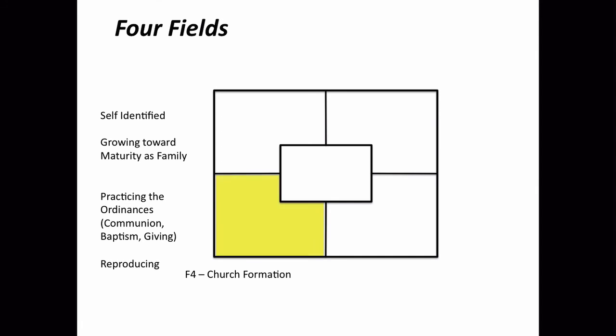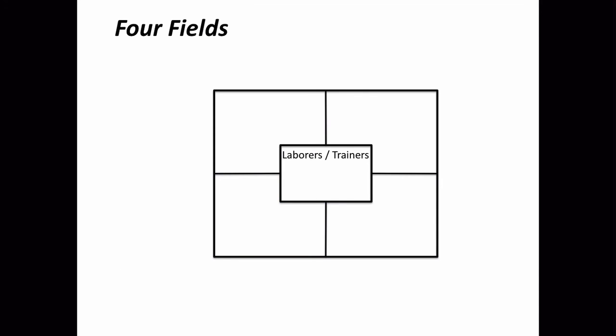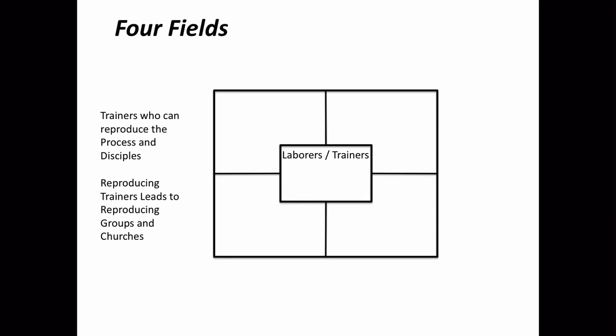And then we move on to the center field, which is laborers and trainers. And ultimately what we're trying to do, this is where trainers who can reproduce not only the process, but disciples. The process being the Bible study format that we're using. And then they're reproducing trainers that leads to reproducing groups and churches. And ultimately, this leads to generations of laborers living and discipling among the lost.